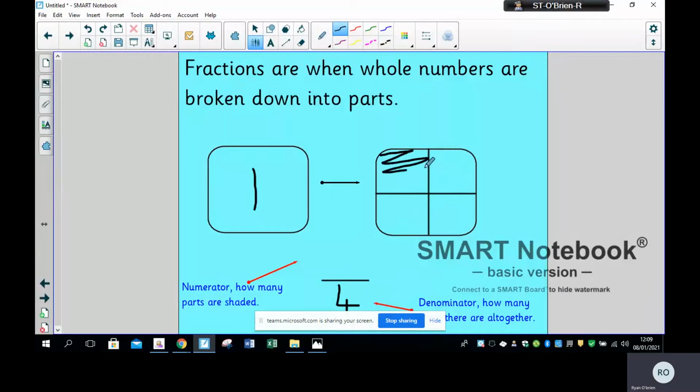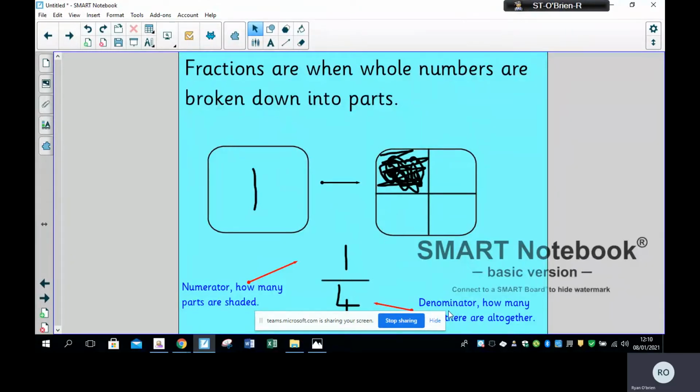Now I've eaten one part. Okay, Mr. O'Brien has eaten this one part. Now we know Mr. O'Brien would probably just eat the whole cake, but for this example, I've eaten one part. So I've eaten one part out of 4 parts. And when we break it up into 4, we call that quarters. So this cake has been broken up into 4 parts.